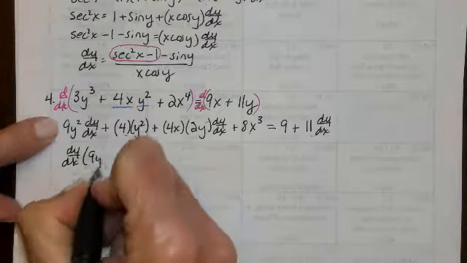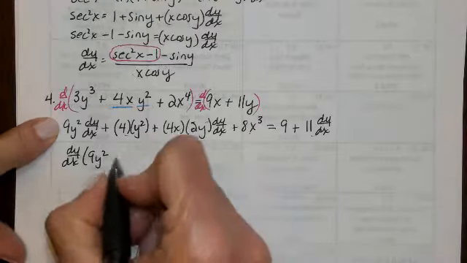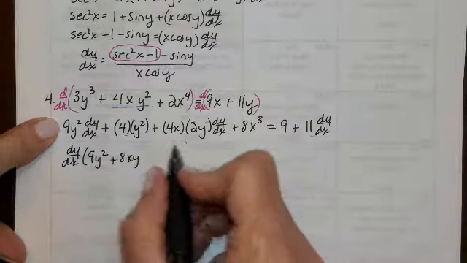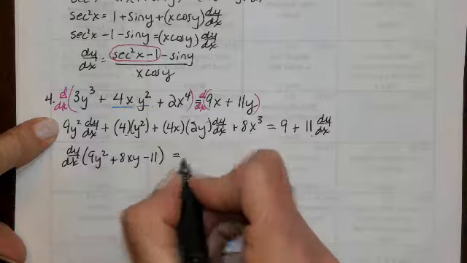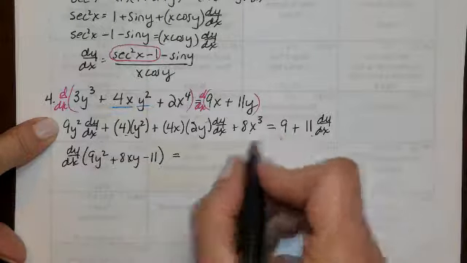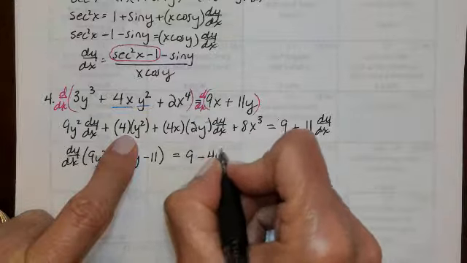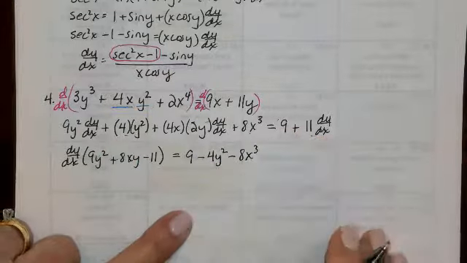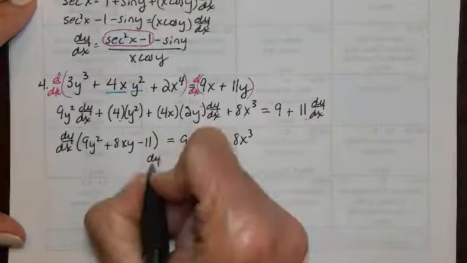This 9y squared, here I'd have an 8xy positive. And this 11, when you bring it over, it's going to be a negative 11. And that will equal, okay, the 9 stayed here, so 9, minus 4y squared minus 8x cubed. And now just divide by what is with your dy dx.